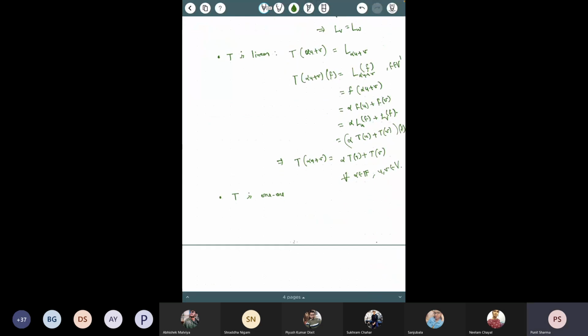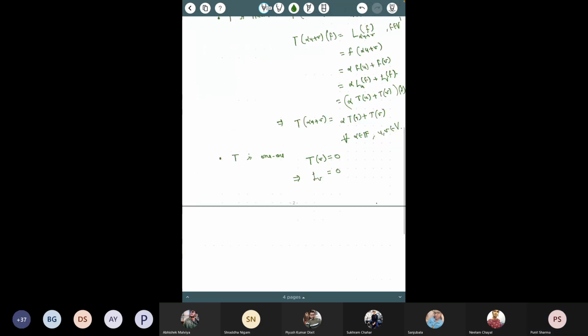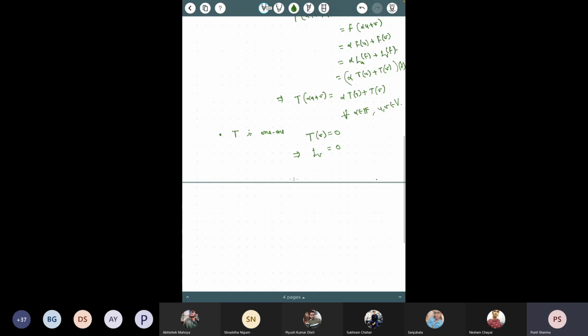For 1-1, I will take a vector v in the null space of T, and then I'll show that this v is equal to 0. We know that this is enough to say that T is 1-1. So let's say that T of v equals 0. Now this means LV equals 0. Then we want to show that the vector v is equal to 0.